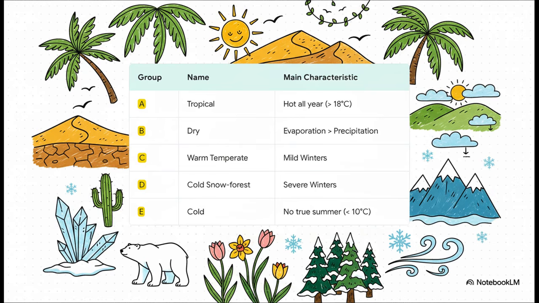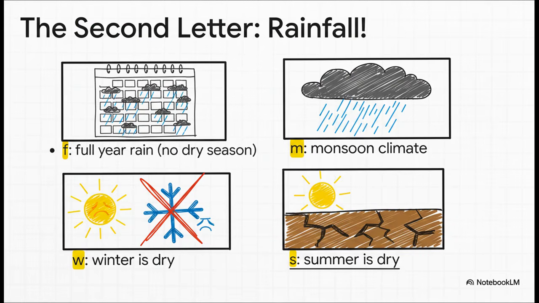A is the hot tropical family. B is the dry desert family. C and D are families living in places with mild and cold winters. And E is for the polar regions, the coldest family of all. See? A, B, C, D, E. Easy peasy.